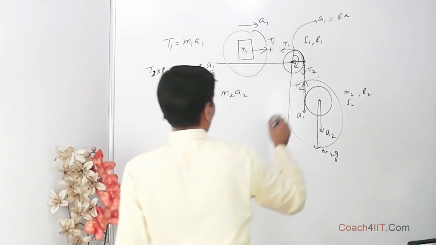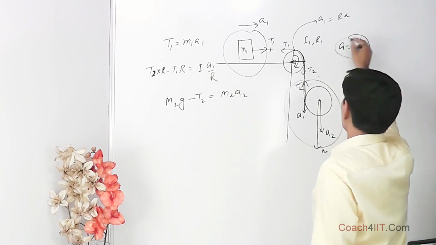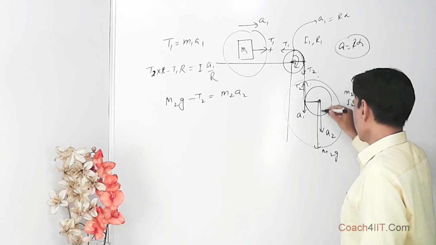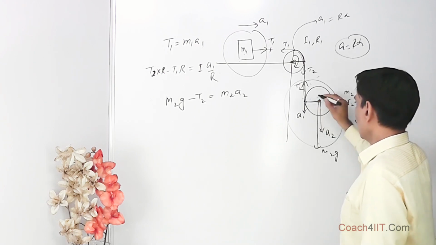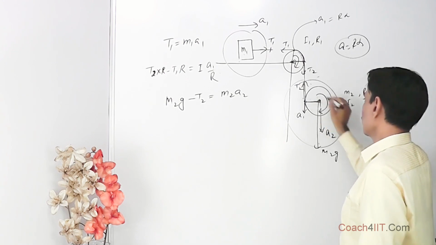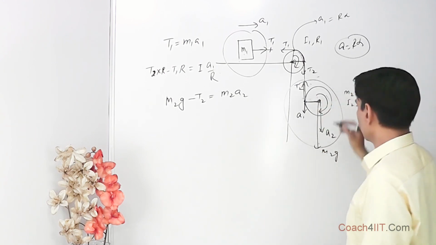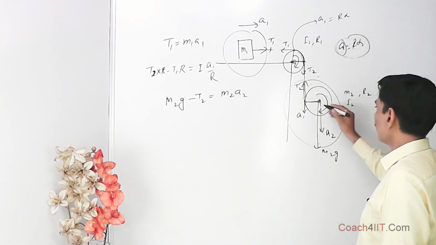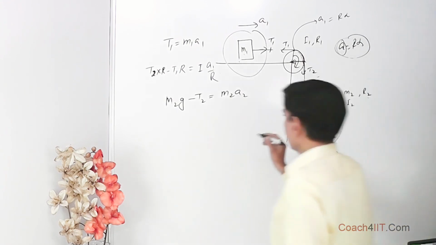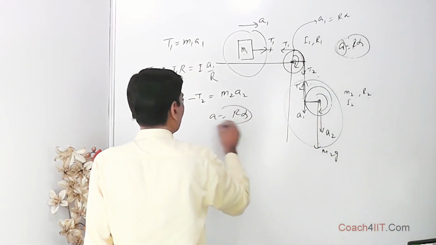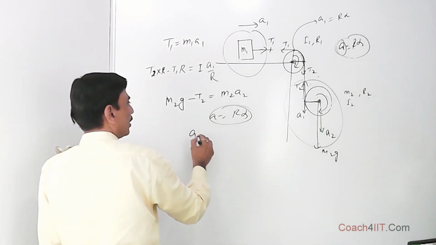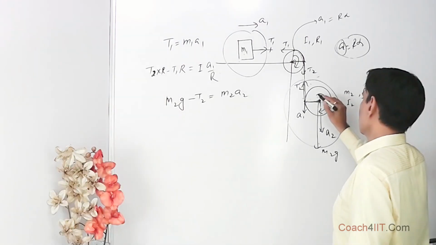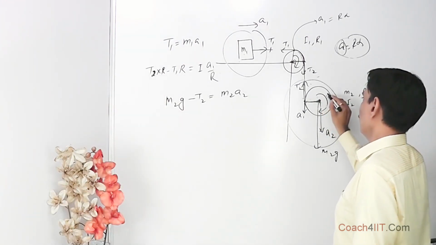Now comes applying A equals R alpha. As we have done earlier, the absolute acceleration of this is A2 and of this is A1. It is revolving in this direction, alpha is in this direction, and angular velocity is in this direction. It means A2 is greater than A1, and when we say A equals R alpha, this A is the relative acceleration between this point and this point. So when we use the formula, A is going to be A2 minus A1 equals R2 into alpha. This disc is also revolving about this axis.